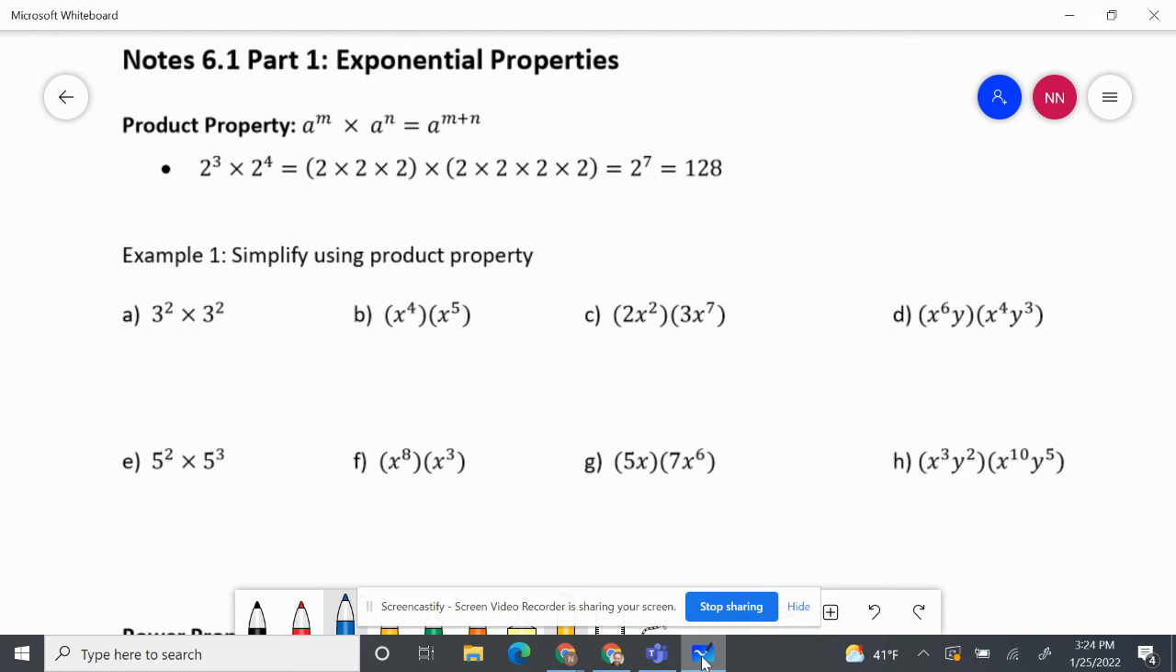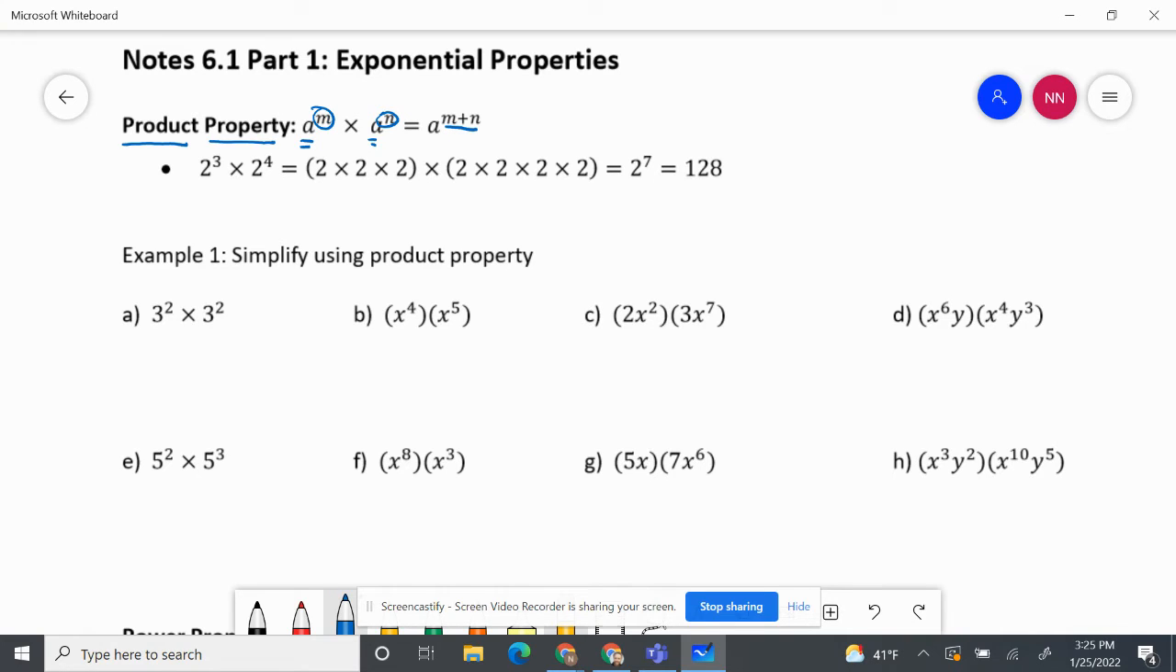What we're going to do today is look at simplifying exponents. The specific property is product property, and product property states that when a base is the same, so in this case a, then what we do is we take the exponents and we find the sum of them.